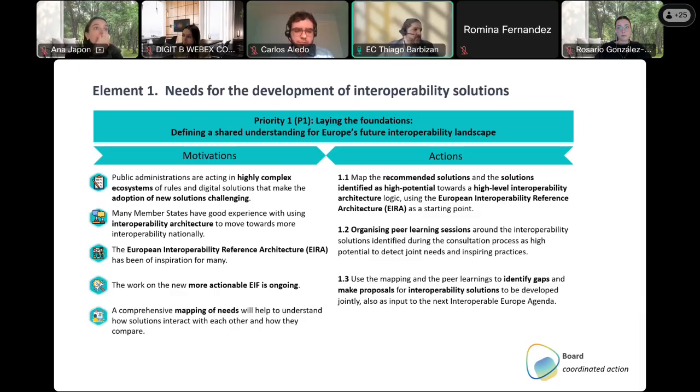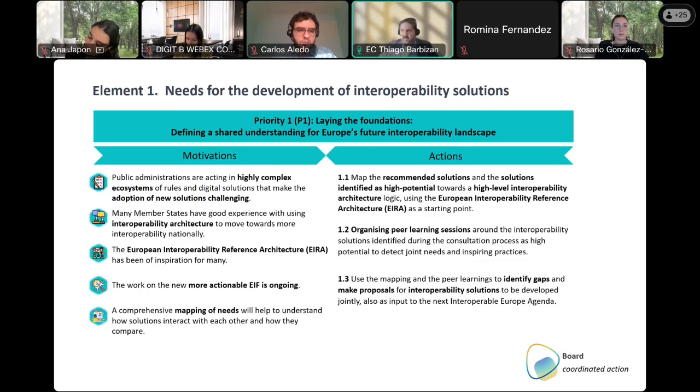So one of the actions is to map recommended solutions and solutions identified as high potential towards a high-level interoperability architecture logic. What does that mean? In parallel to the agenda consultation, there's also a survey where stakeholders are asked to recommend interoperability solutions to get the label Interoperable Europe Solution and be featured in the portal as such. And why is that important? Because interoperability assessments need to indicate which of these interoperability solutions are being used, right? This is also something that the Act asks.